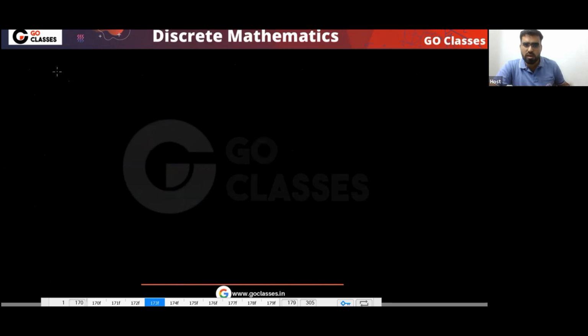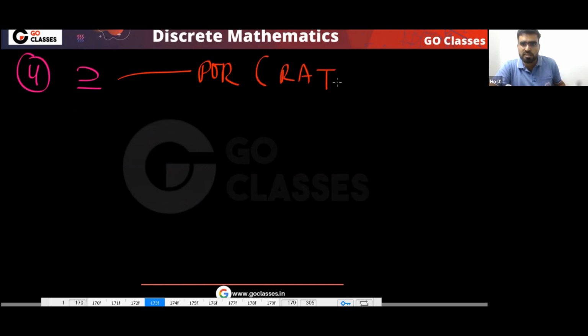So this is also another partial order relation. What is this? Superset relation. Is this a partial order relation? Yes, this is also a partial order relation. This is also reflexive, antisymmetric, transitive. All these three properties are satisfied. So this is also correct.